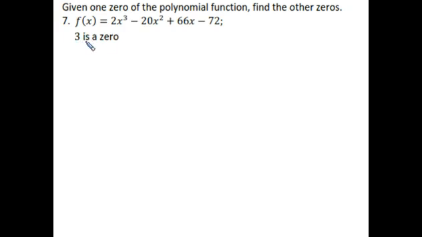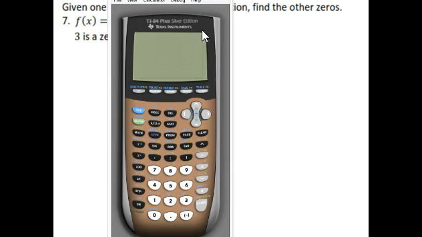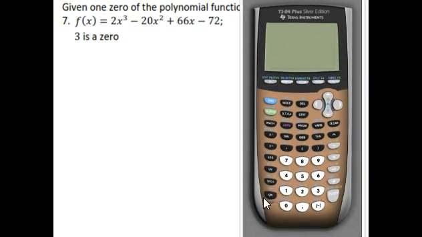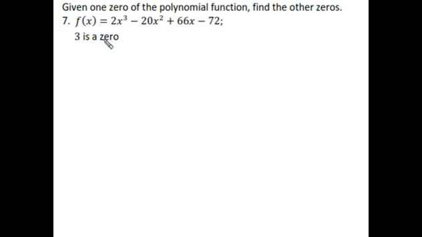So we know that 3 is a 0. We can actually test it. If we wanted to put it into our calculator, we could put in 2 times 3 to the third, minus 20 times 3 squared, plus 66 times 3, minus 72, and we get an answer of 0. So we know that this 3 is a 0 because the remainder is 0. We got an answer of 0 when we plugged it in.